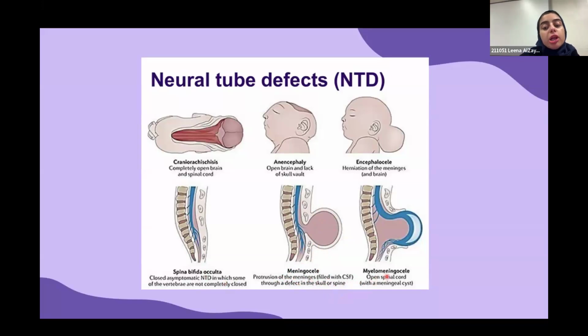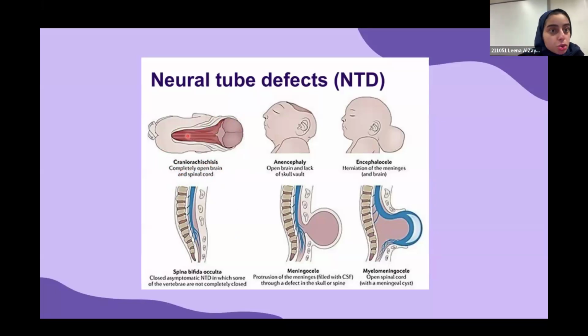And then you have myelomeningocele, which is the most severe situation of the spinal cord, when the spinal cord is actually protruding outwards. It's not closed. There's CSF, there's meninges, and there are actual nerves inside that cyst. So obviously, this is the worst situation. Then you have the types from the top. We have craniorachischisis. I don't know how to pronounce it, but basically the brain is completely open as well as the spinal cord. So this is not compatible with life.